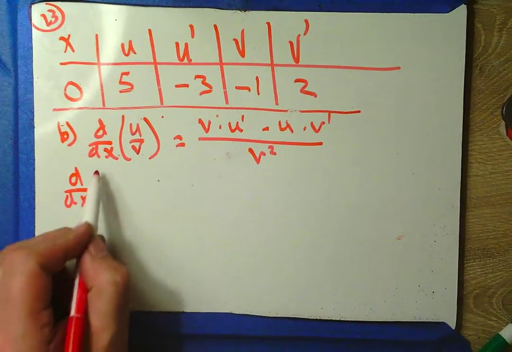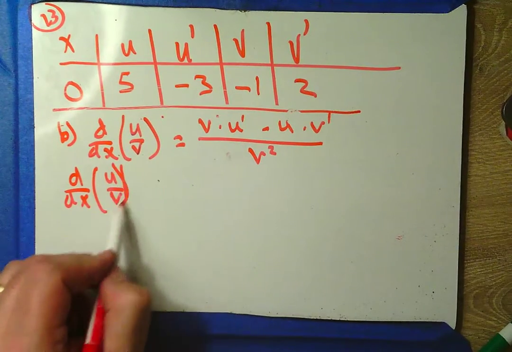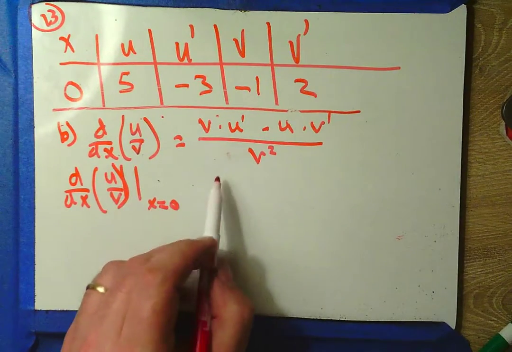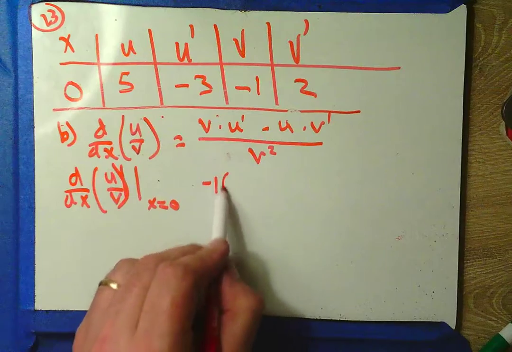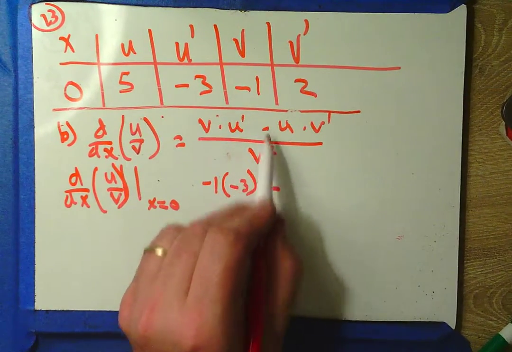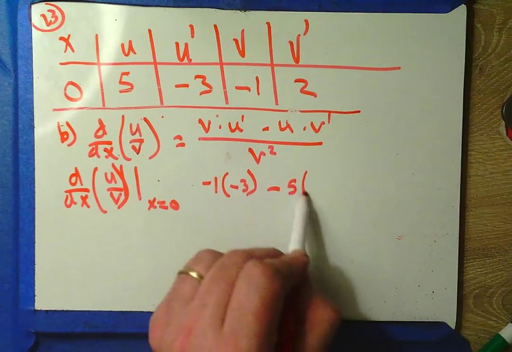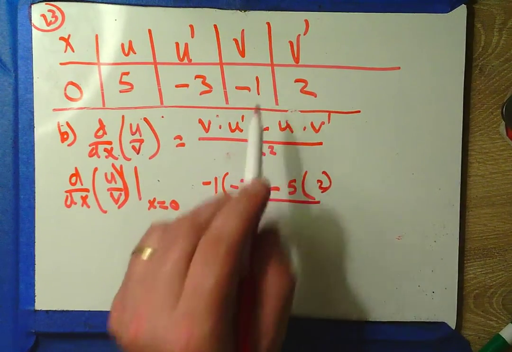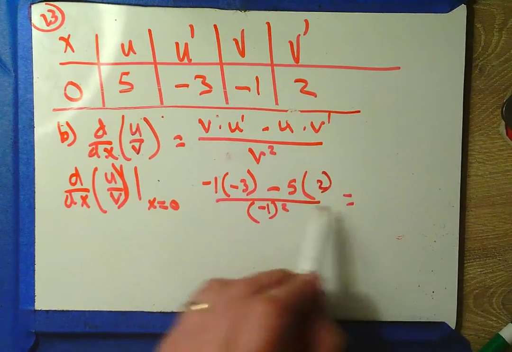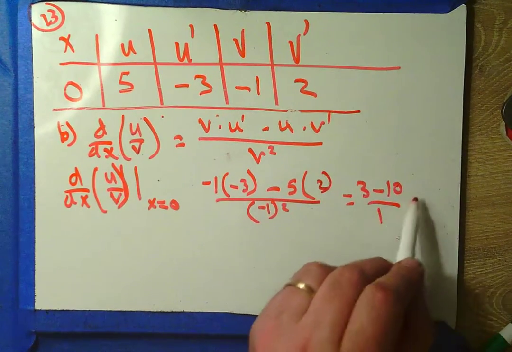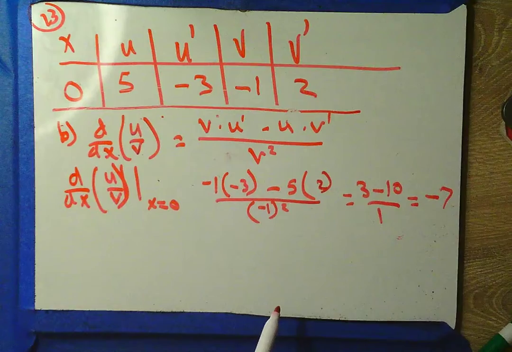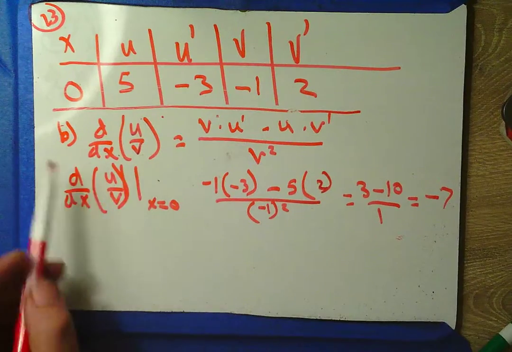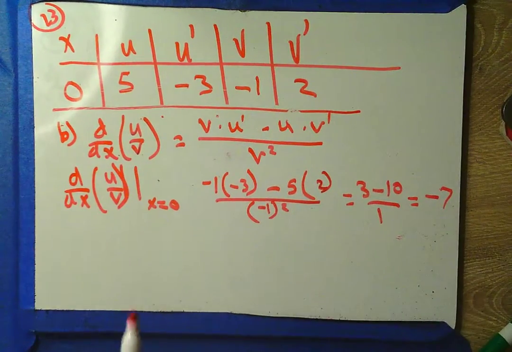So if we want to evaluate this derivative, d dx of u over v at x equals 0, that's going to be v of 0, which is negative 1, times u prime of 0, which is negative 3, minus u of 0, which is 5, times v prime of 0, which is 2, all over v of 0, which is negative 1, squared. And so I get 3 minus 10 over 1, or negative 7. All right, so the slope of this u over v function at x equals 0 would be negative 7.